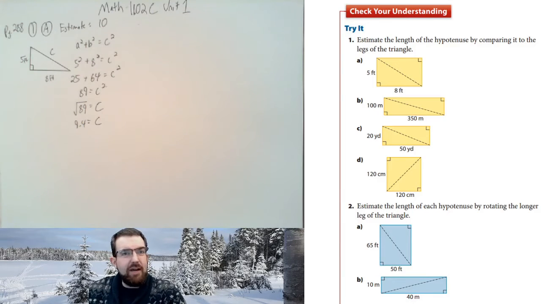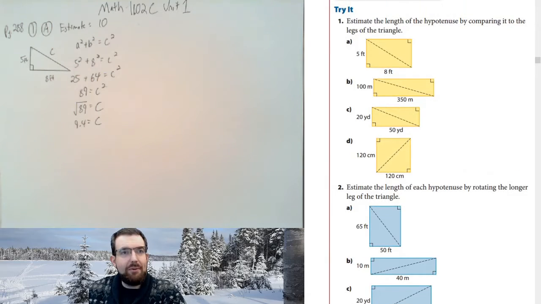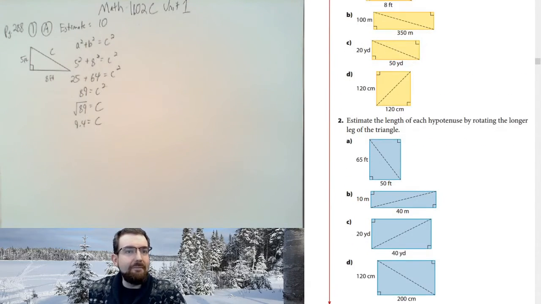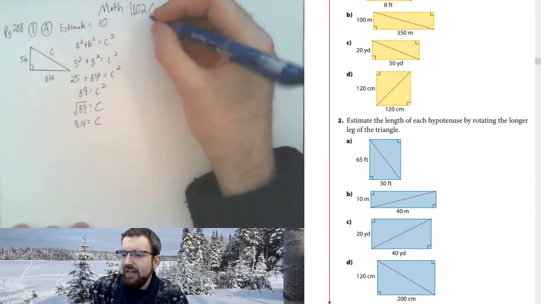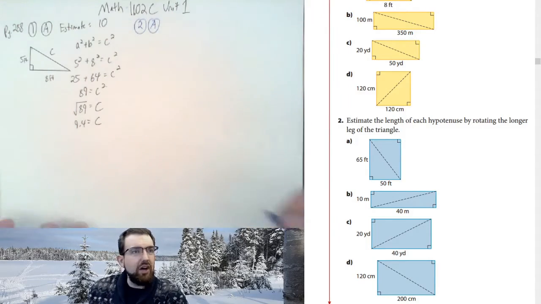Estimate the length of each hypotenuse by rotating the longer leg of the triangle. Oh, whoa, that was not the window that I wanted to move that in. Okay. But estimate again, right? Like, it's all roughly the same for estimating. All it's got to be is a bit bigger than the other ones.